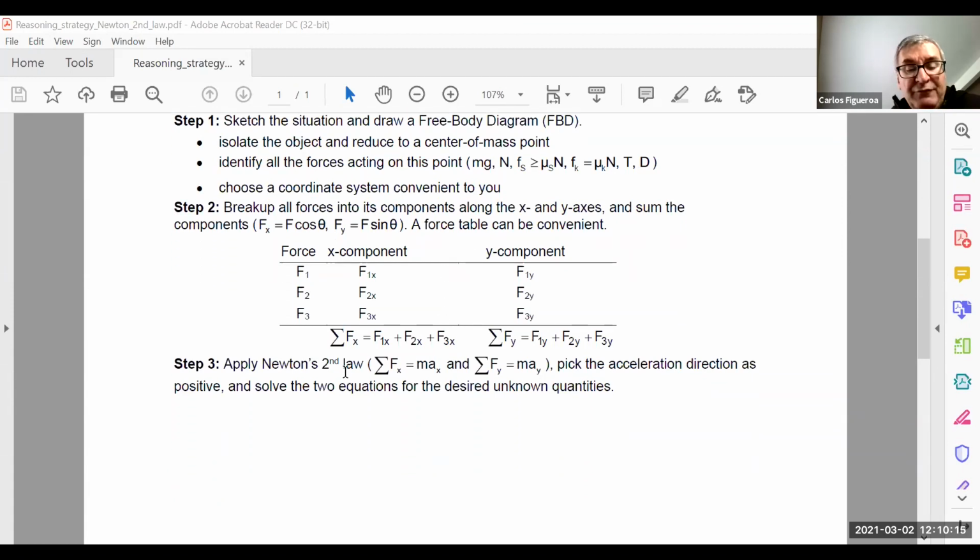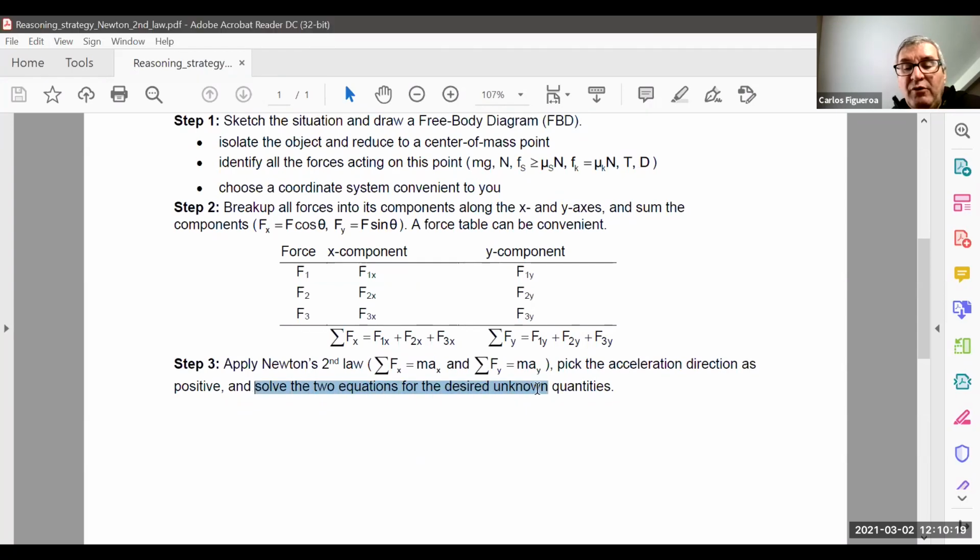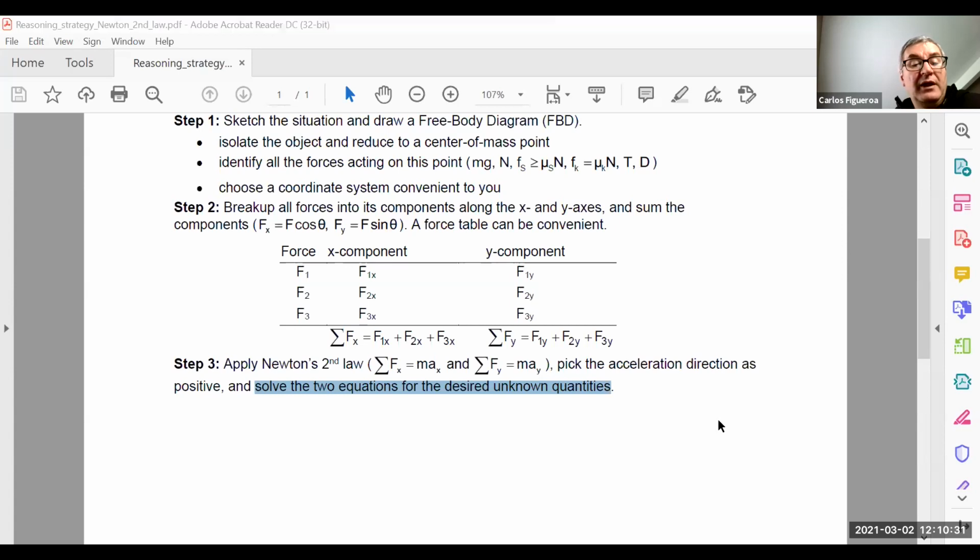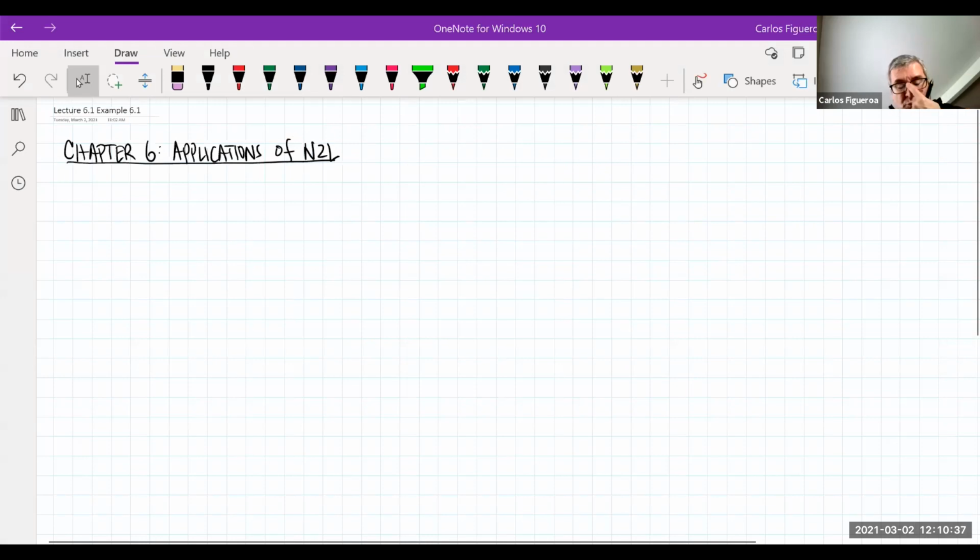But the big difference now is, what are we going to do? We're going to solve two equations. The vast majority of the time, Newton's second law sets up two equations, two unknowns, and that's what we solve. So that's what we got to go after. So let's go do it. The first thing I want to do is go get our first example, and we want to start jumping on this thing.